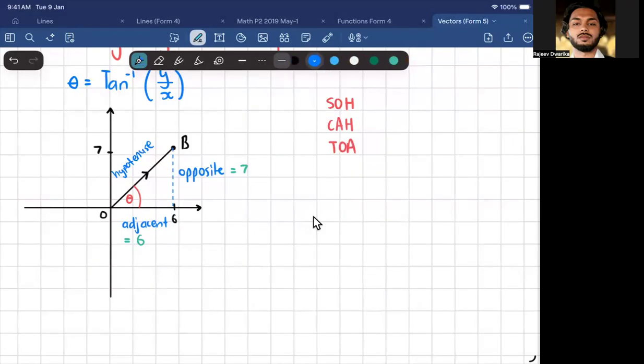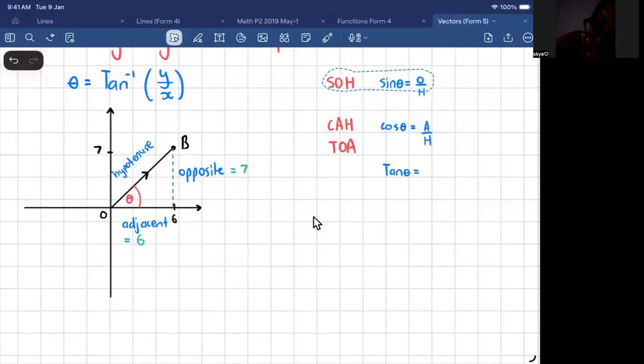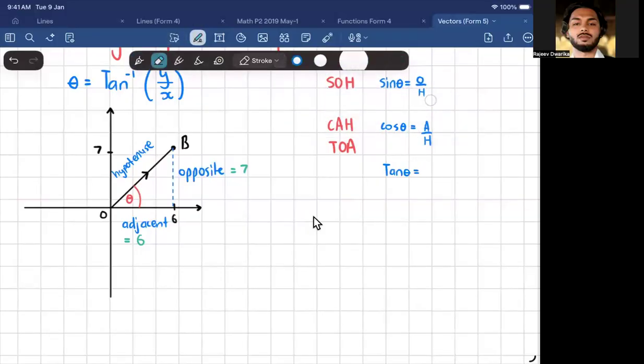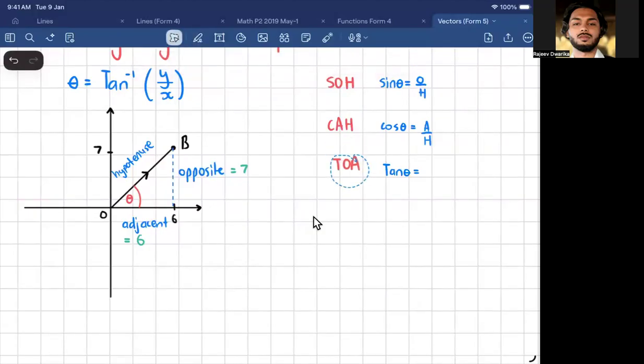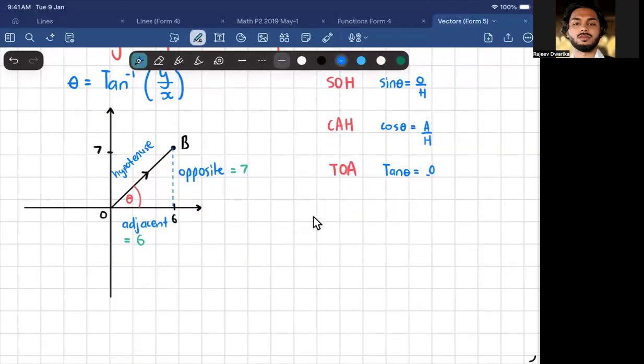So the first one represents sine. It says sine theta is equal to O over H. The second one says cos theta is equal to A over H. And do you all think you could figure out what the third one means? Tan theta is equal to what? Opposite over adjacent. Right, so tan would just be O over A.